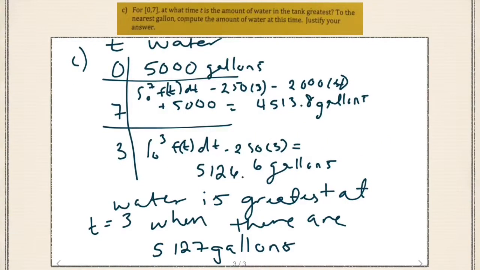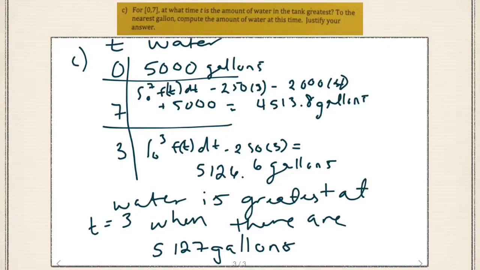Okay, now for part C. For the closed interval 0 to 7, at what time t is the amount of water in the tank greatest? To the nearest gallon, compute the amount of water at this time. Justify your answer. The critical points of the function f of t minus g of t include t equals 0, t equals 7, and t equals 3.